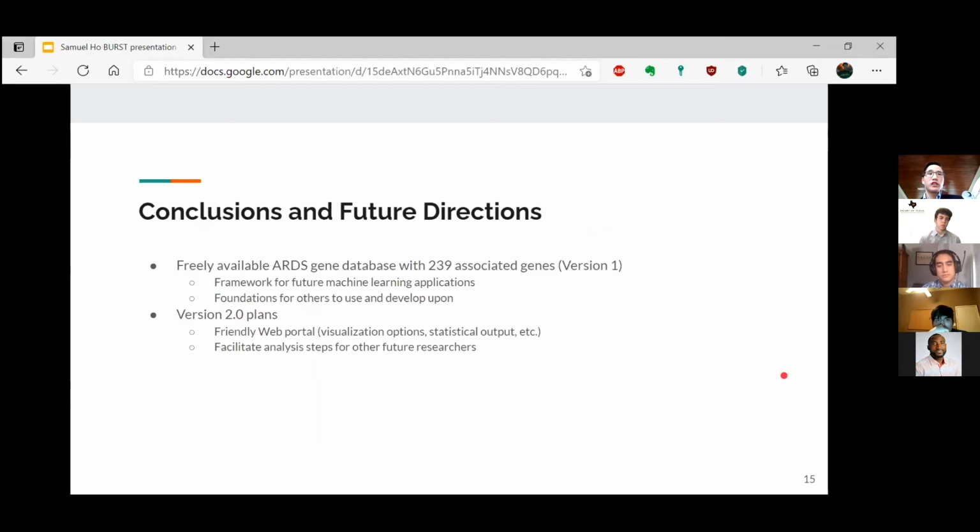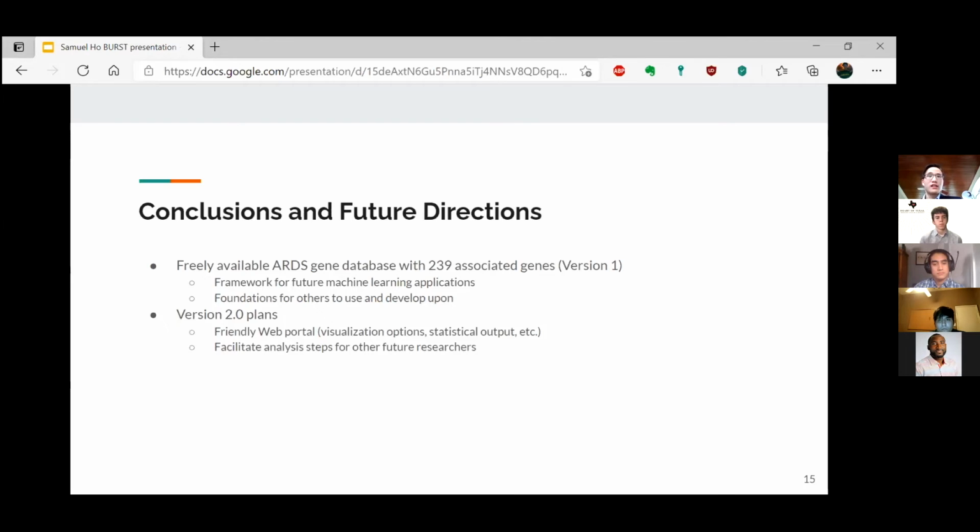Now, conclusions. In conclusion, we are happy to say that we created a freely available ARDS gene database with 239 associated genes with regards to ARDS in our first version. And we hope that this may provide the foundations for others to use and develop upon in their own research. And also we hope that it may provide the framework for future machine learning applications, as I would be happy to explain in greater detail in questions.